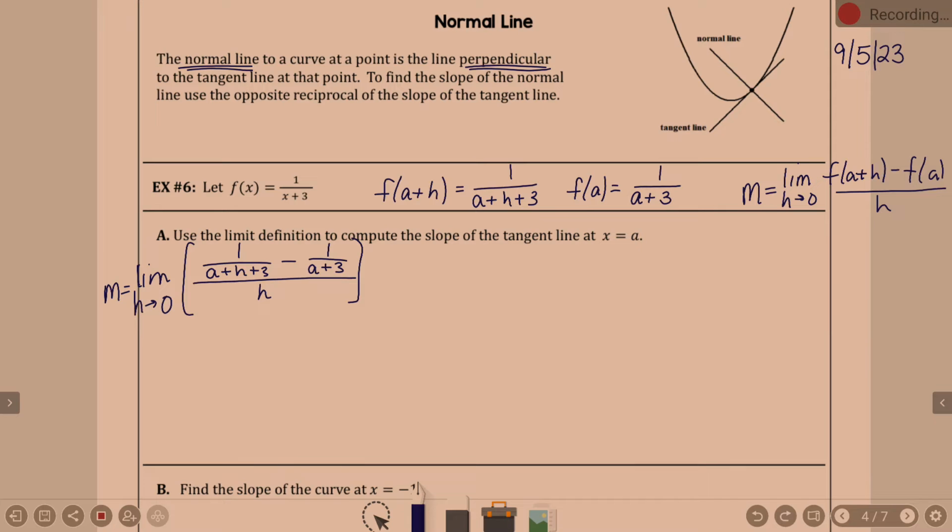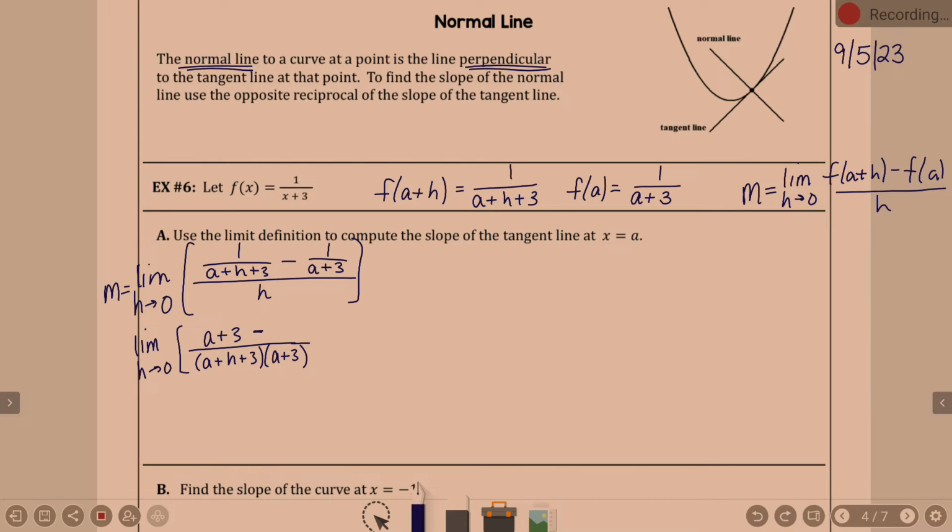Okay, so let's see. The limit as h approaches 0. So denominator, I'm just worrying about the numerator right now, okay? Is going to be the a plus h plus 3 times a plus 3, correct? Now, can you do the numerator? What's my first fraction missing? A plus 3. It was missing a plus 3 in the denominator, so you multiply the denominator by a plus 3 and numerator. 1 times a plus 3 is going to be a plus 3.